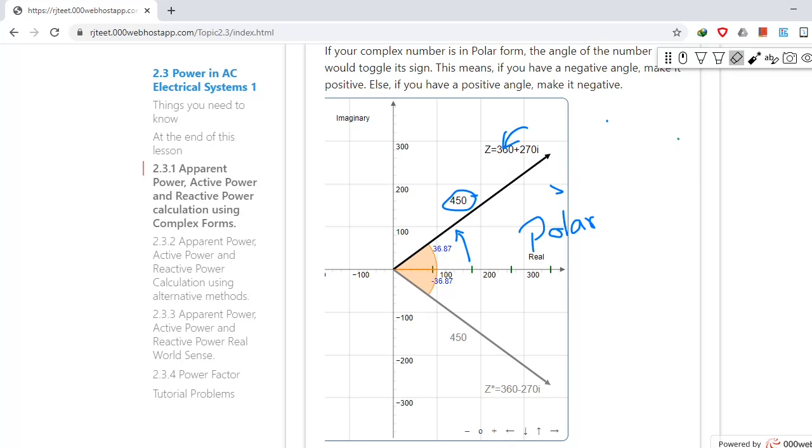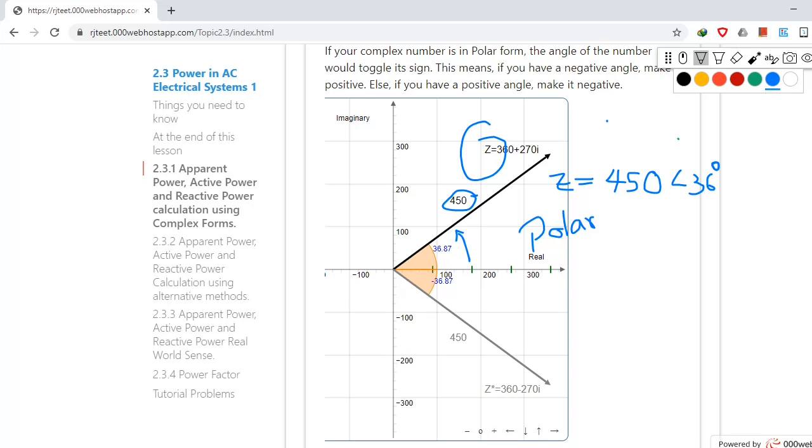And if your complex number was in polar form, let me write this complex number in polar form. It is the same complex number you are seeing here. In polar form, it's going to be 450, and the angle is 36.